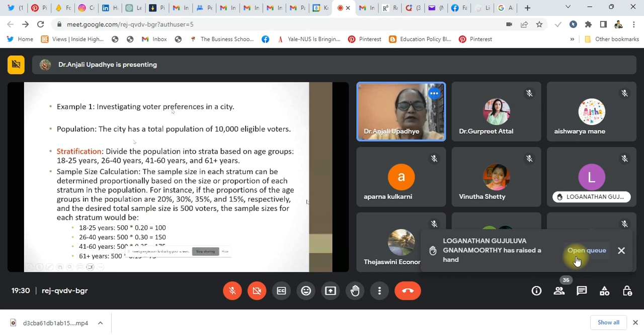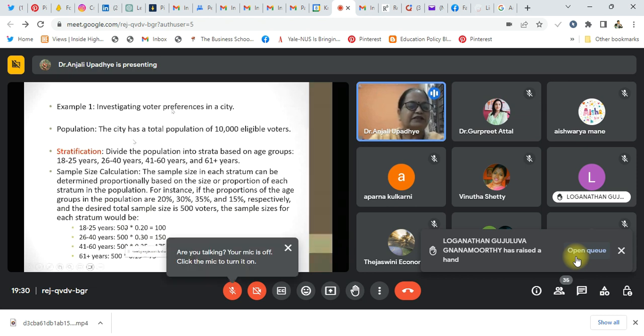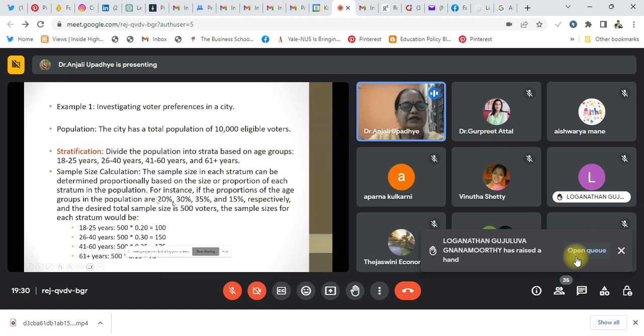The age groups make up 20%, 30%, 35%, and 15% of the population respectively. Suppose my desired total sample size is 500 voters, then I divide these 500 voters in the proportion of 20%, 30%, 35%, and 15%. This is called stratification. According to the strata, we take the data accordingly.